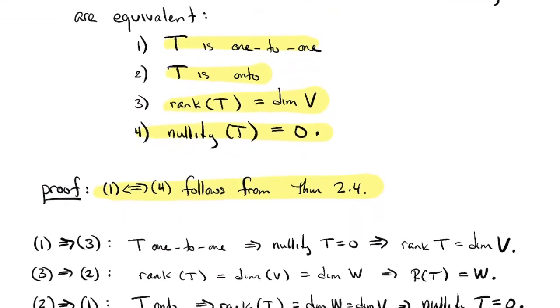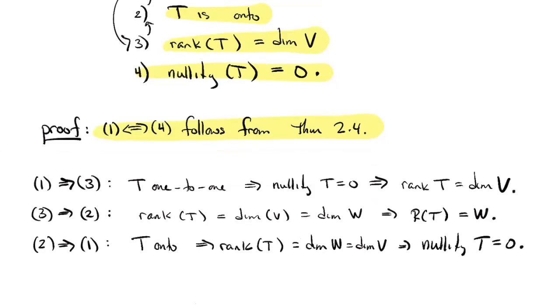So now let me do a little logic chain. I'm going to try to prove to you that 1 implies 3, then that 3 implies 2, and then that 2 implies 1. If I can do that, then 1, 2, and 3 are all equivalent. And since 1 is equivalent to 4, the theorem will follow. Okay, so why does 1 imply 3?